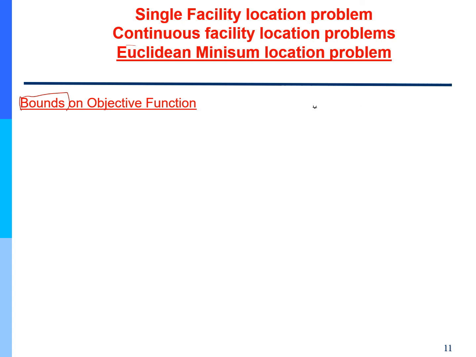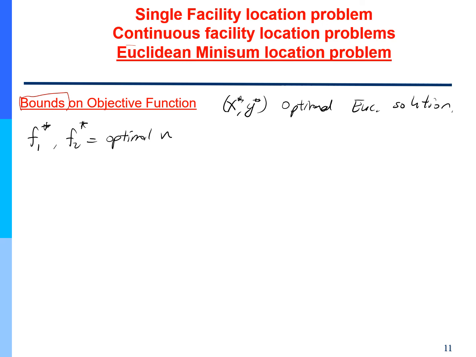Okay, so assume that this x star and y star represents the optimal Euclidean solution. Then I'm going to represent this f1 star and f2 star. And what are they for? They are the optimal values of the rectilinear subproblems. Okay, what does it mean, rectilinear subproblems? We are considering the Euclidean problem, but to obtain a lower bound for the Euclidean problem, we need the optimal solution of the rectilinear problems.